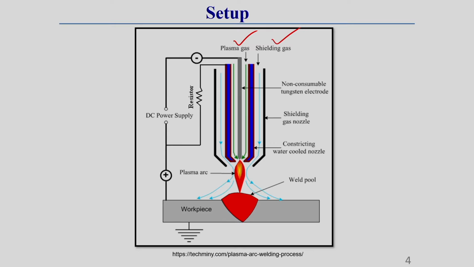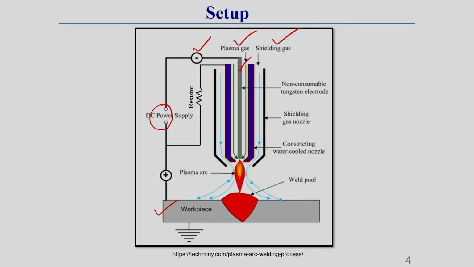Now, I am showing the detailed setup here. Here is the power source. One terminal of this power source is connected to the electrode, that is the non-consumable electrode, and another terminal is connected to the workpiece. You are very well familiar with where we should use the negative terminal and where the positive terminal. In the case of a non-consumable electrode, it is generally preferred to use direct current electrode negative polarity.